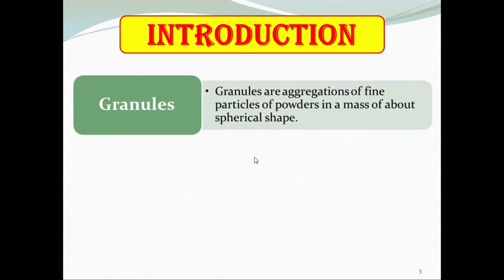Now, what are granules? Granules are aggregations of fine particles of powders in a mass of about spherical shape. These are aggregates of particles, meaning they are not a single entity or separate particles. These aggregates we call granules, and if there is no aggregation then we call it a powder. They are near about spherical in shape, though not completely spherical. That's why we call these aggregations granules.